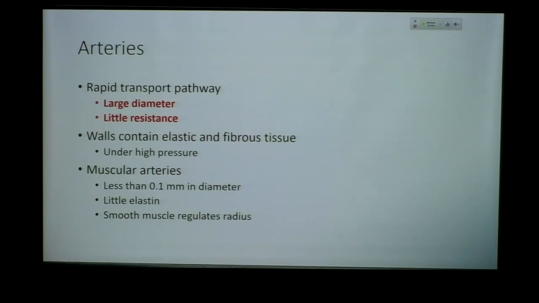Vasodilation, or decrease the radius, which is vasoconstriction. Okay, so I don't want you to confuse this. Most of our large arteries typically have elastin. Specifically, our muscular arteries have a little bit less elastin, and it's more important for them to have smooth muscle to sort of regulate that flow, right? Regulate that radius.